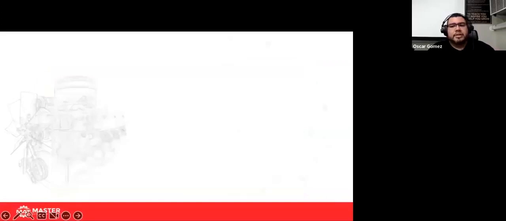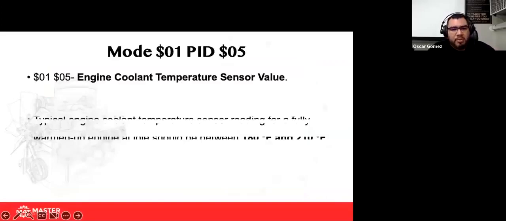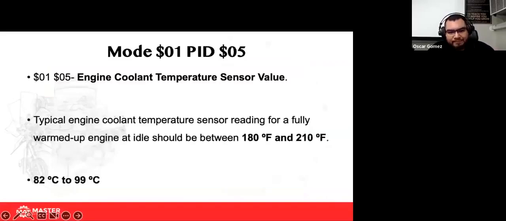Okay. The next one that we'll be looking at would be Mode 1, PID 5, ECT. So when we're talking about engine coolant temperature sensors, we always want to think about how is it being used and how does it work, right? Not just with engine coolant temp. We want to see this with anything that we're actually looking at. What I was saying earlier is I use this as a go no go check. So I'm using this to determine, should I focus on this particular area or not, right?